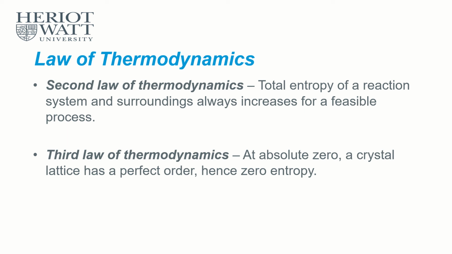When they say a crystal lattice has a perfect order, what do they mean by perfect order? They are in an ordered arrangement, a nice arrangement to form a cubic lattice structure. Let's say, for example, I have sodium chloride. You're forming a cubic lattice structure with perfect order. Sodium chloride, sodium chloride, sodium chloride. And this structure will have zero entropy at absolute zero.